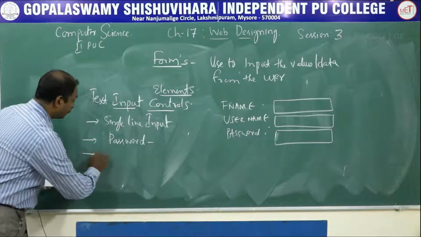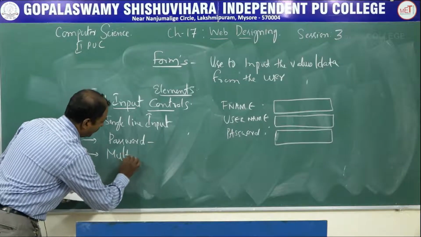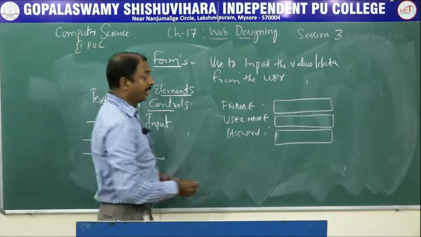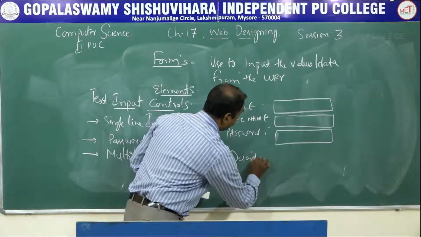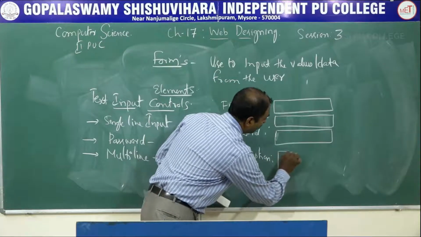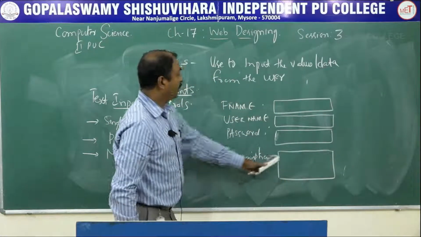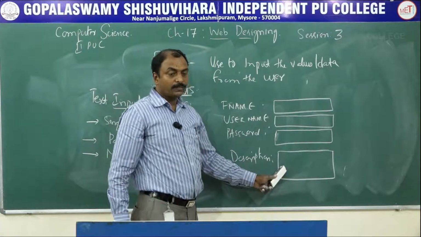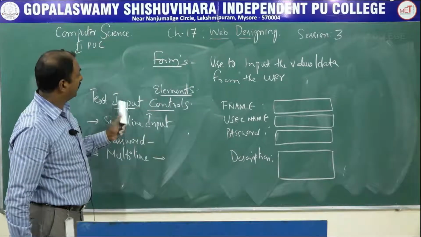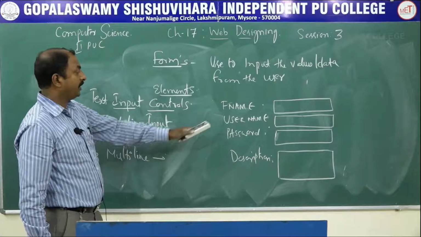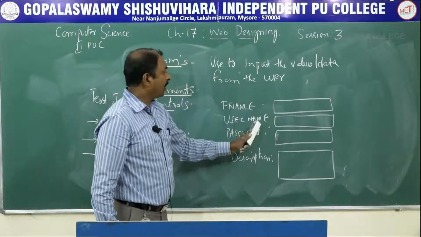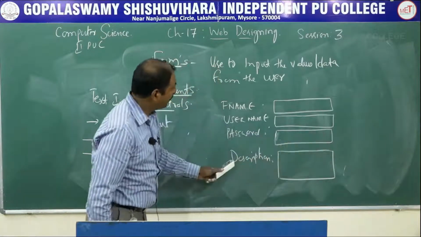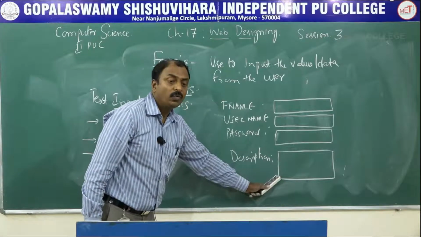And next one is multi-line control, where I had given an example like description, isn't it? If you look at the description part, it consists of more than one line. So you can specify here the number of rows and number of columns. So there are three methods of text controlling here. One is single line control, for example your name or username, another type of control is password, where you are supposed to enter a password with a limited number of characters, and similarly description, where it takes more than one row.